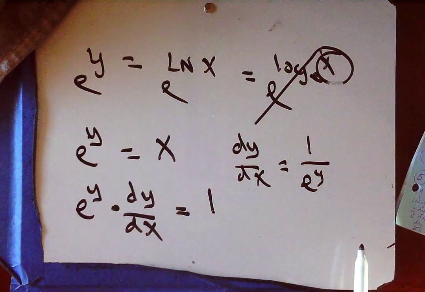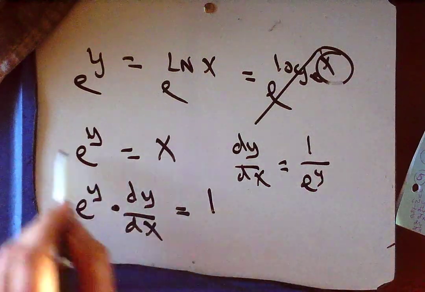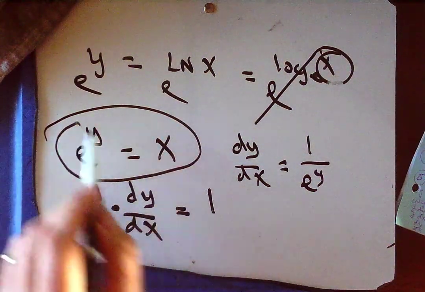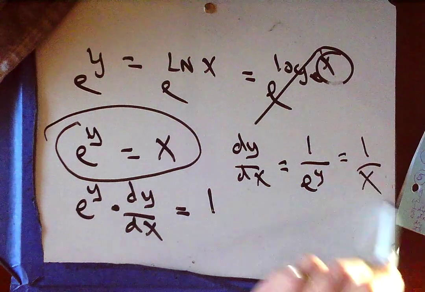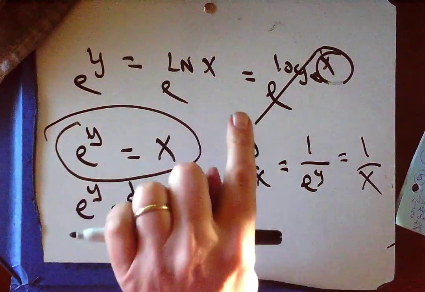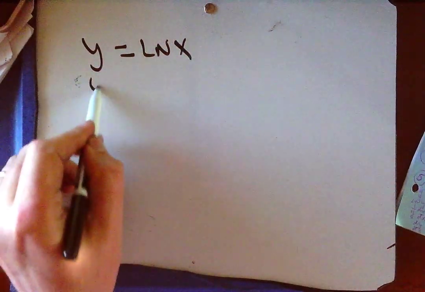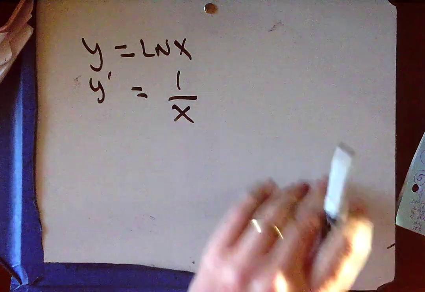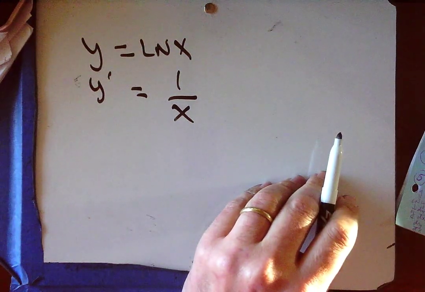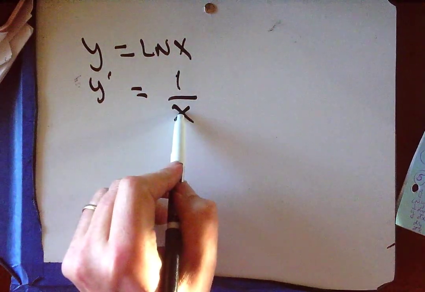Now, this is good. What's e to the y equal to? One over x. So the derivative of ln of x is 1 over x. Let's write that down clear. If y equals ln of x, y prime is 1 over x. Derivative of ln of stuff is 1 over stuff.